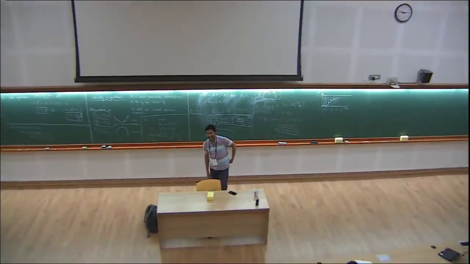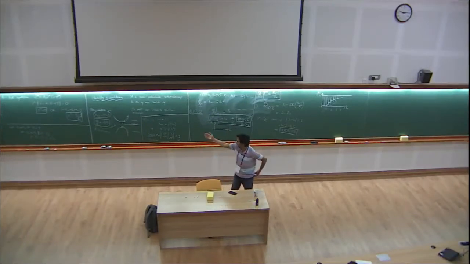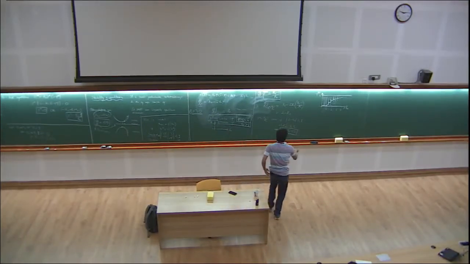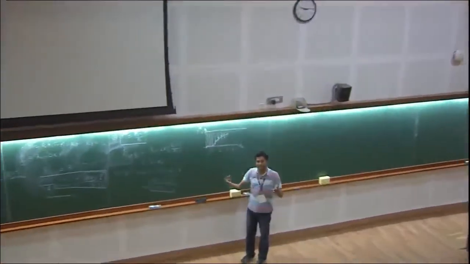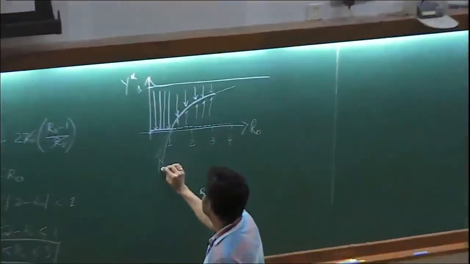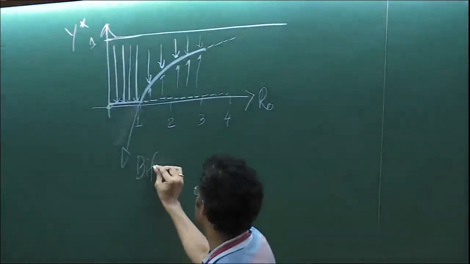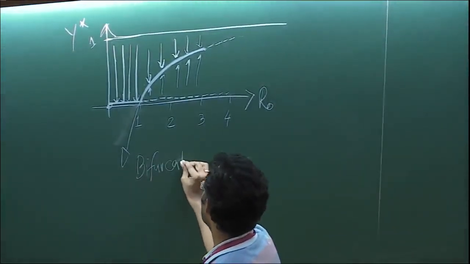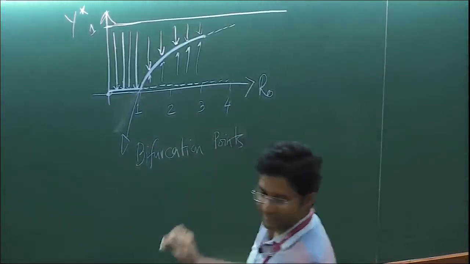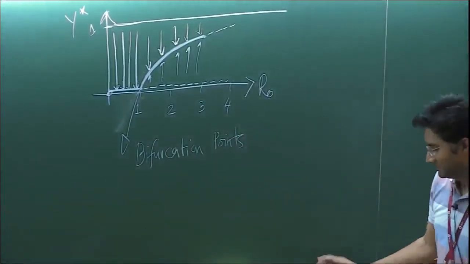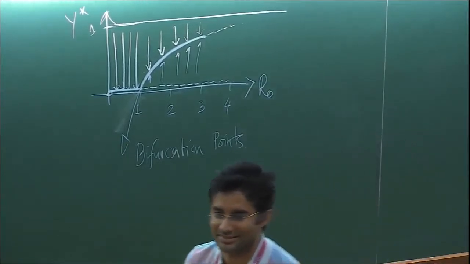I'll ask, by the way, these kind of points where the stability changes in a qualitative way are called bifurcation points. So I want to know what are the bifurcation points for the recur model. I'll ask you this tomorrow.